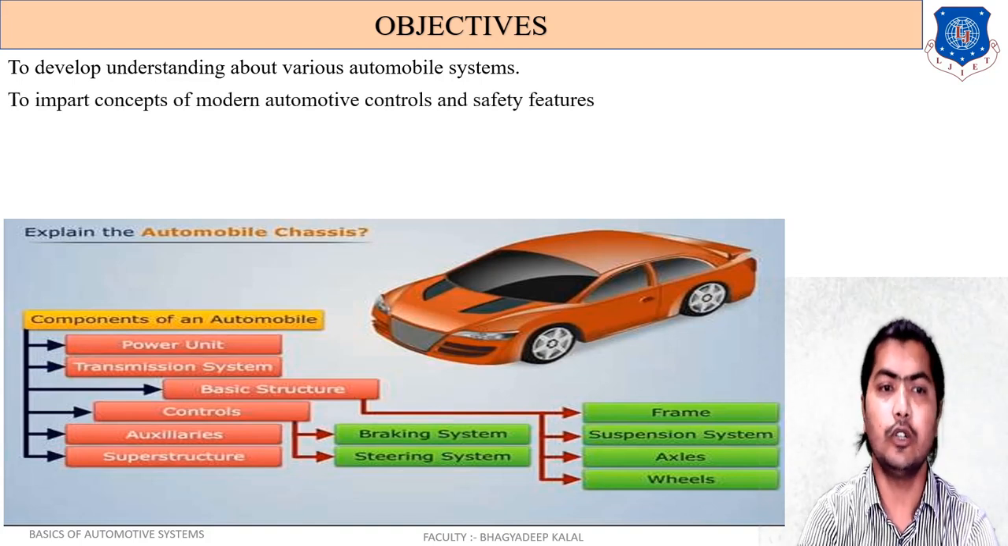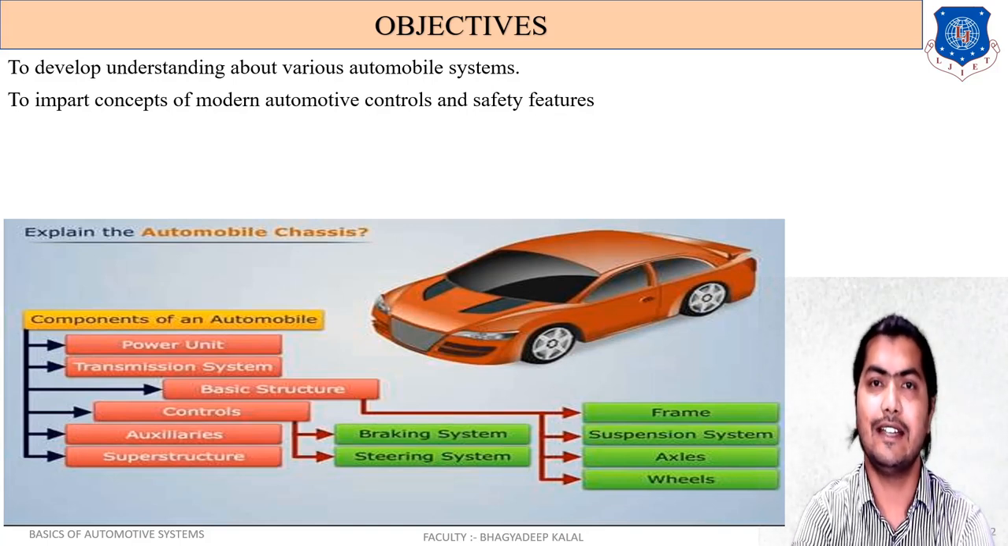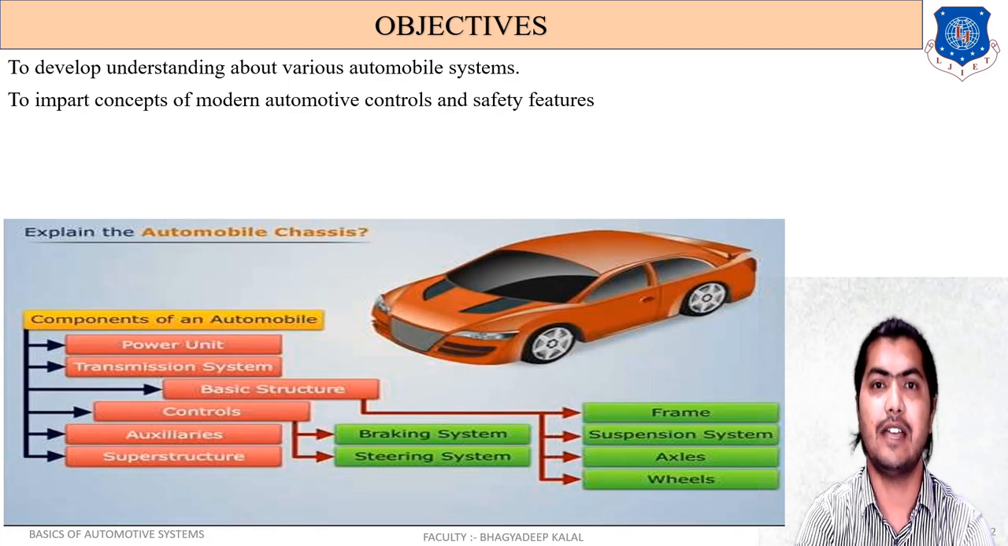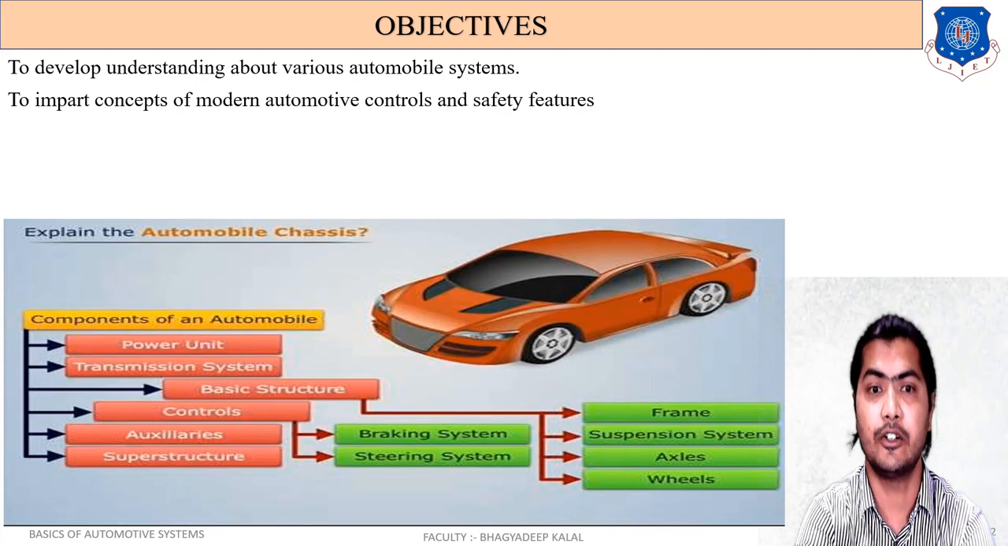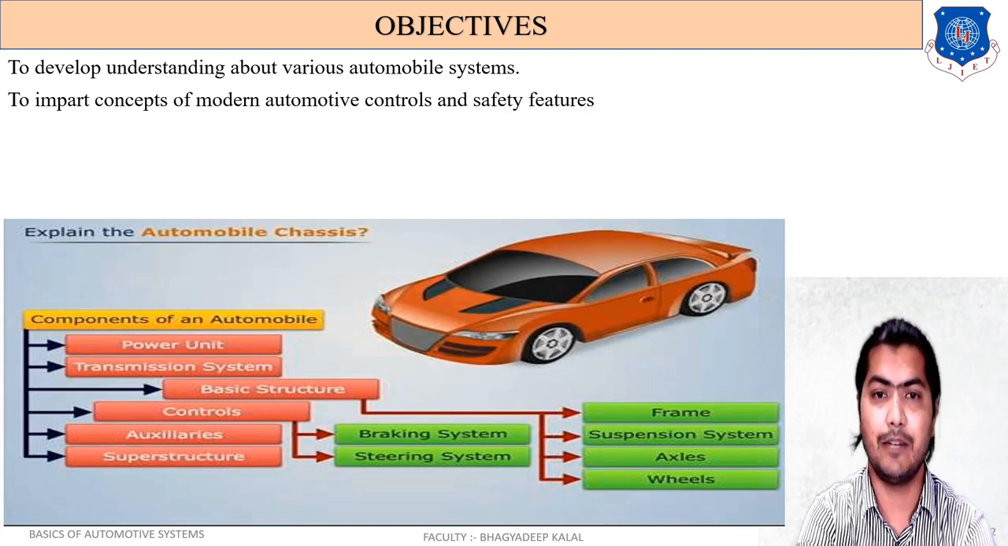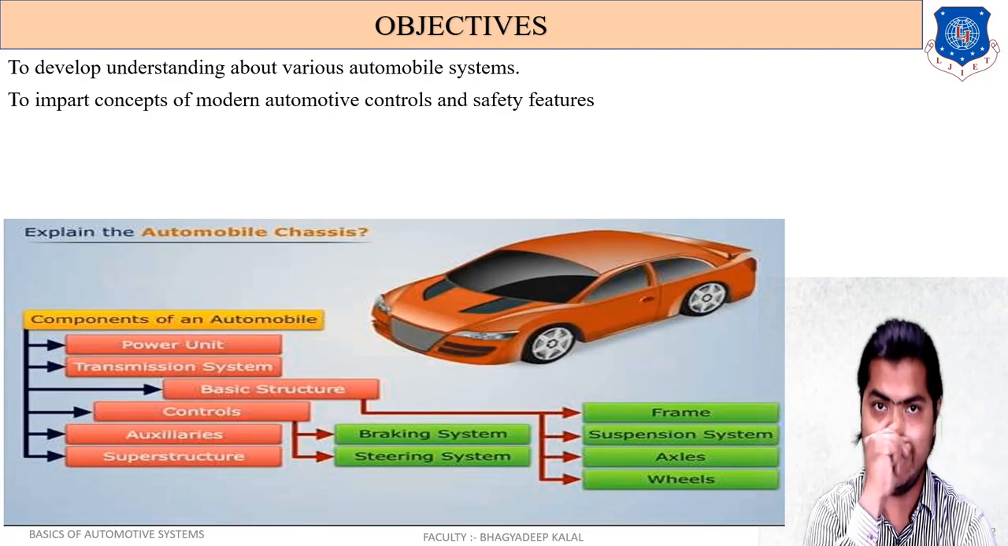The second one is to impart the concept of modern automotive control and safety features. Safety controls like ABS, braking systems, steering system and suspension system come under the control system. Safety systems like airbags, etc. These are the safety systems which we will understand in this subject, and how they work and how they are introduced in modern days.